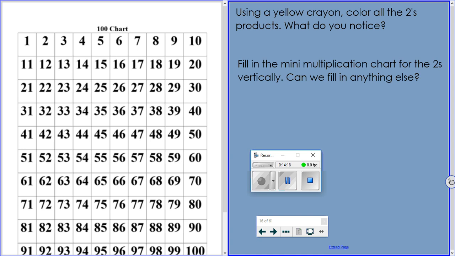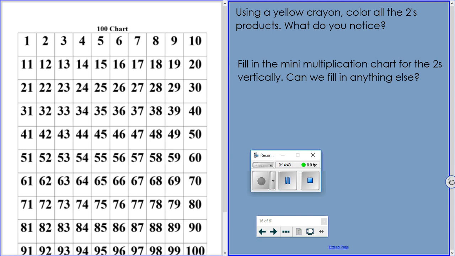Alright, we got our hundreds chart glued in. With our yellow crayon, you need to be thoughtful about this because crayon is not as erasable as pencil. So if you color in the wrong thing, it's going to be hard to fix it. You are going to use your yellow crayon to color in all the products of 2.